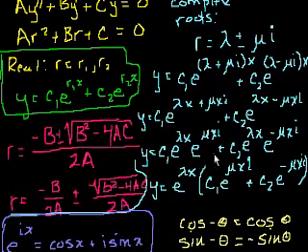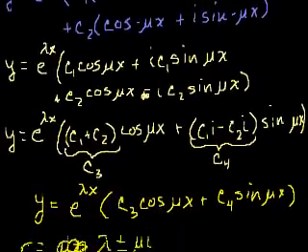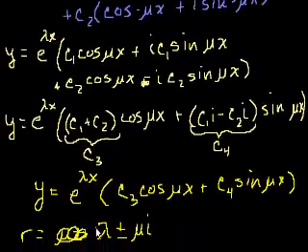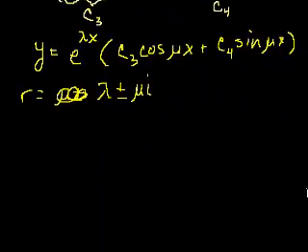But if you're taking an exam and you don't want to waste time and you want to be able to do something fairly quickly, you can just remember that if I have a complex root or complex roots to my characteristic equation, lambda plus or minus mu i, then my general solution is e to the lambda x times some constant times cosine of mu x plus some constant times sine of mu x. And let's see if we can do a problem real fast that involves that.